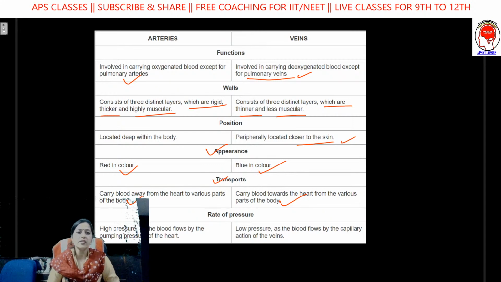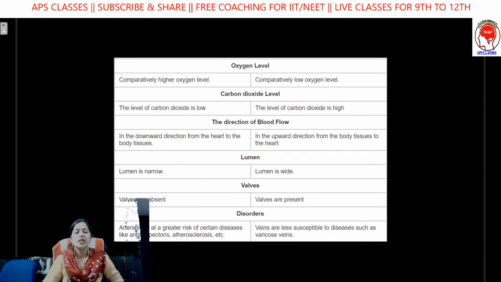So these are the differences between the arteries and the veins, and these differences are based on the functions, walls, position, appearance, transports, as well as rate of the pressure. Next difference is based on the oxygen level. In case of the arteries, comparatively higher oxygen level, whereas in case of the veins, comparatively low oxygen level. Next difference is based on the carbon dioxide level. In case of the arteries, the level of the carbon dioxide is very low, whereas in case of the veins, the level of carbon dioxide is high.